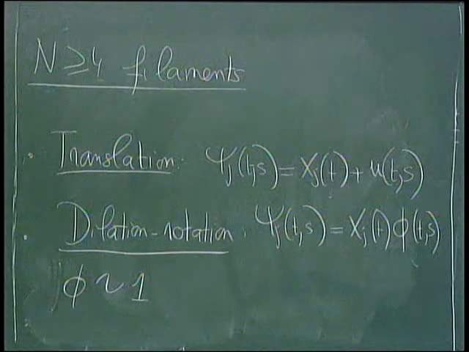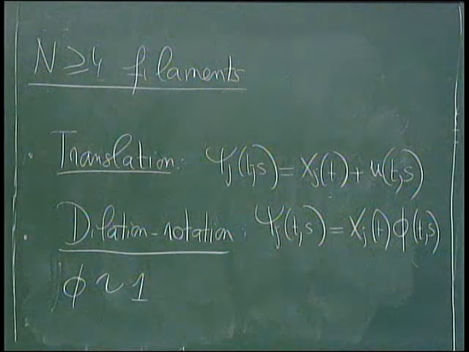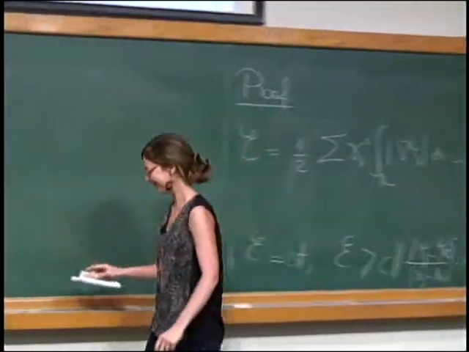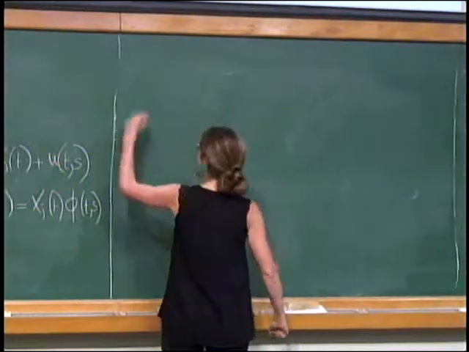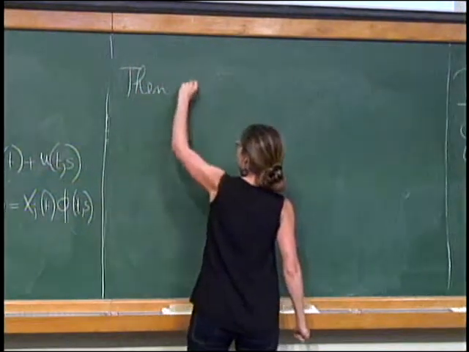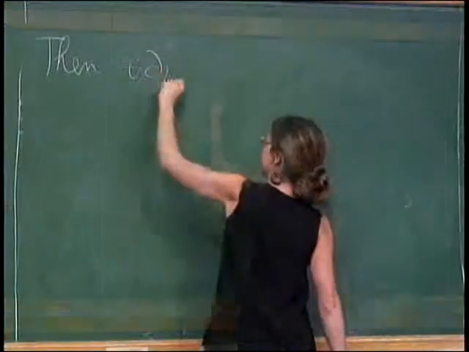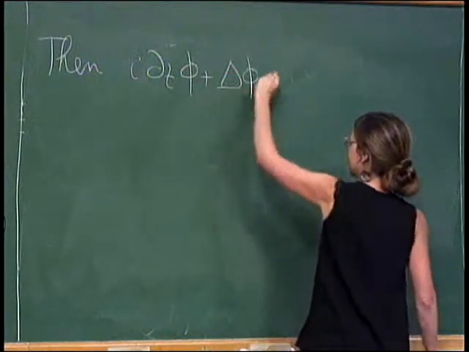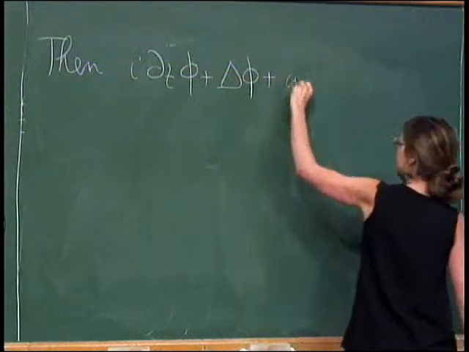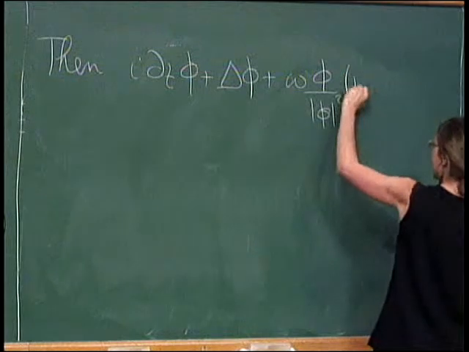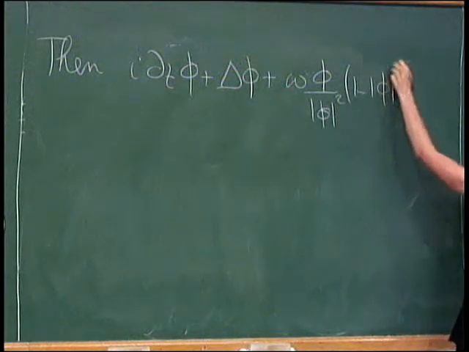Yes, this is always my regular rotating n polygon. I really need this assumption. You will see in a while why. So then we get an equation for phi, which is i ∂t phi plus Laplacian of phi plus omega phi over the modulus of phi squared times (1 minus phi squared) equals 0.